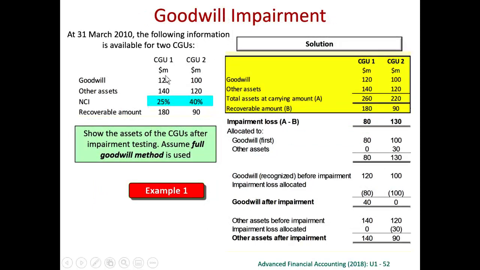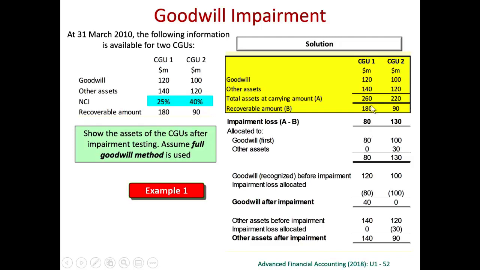In this case, if we are using the full goodwill method, then of course no problem. We compare the recoverable amount 180 with the carrying amount, right? So therefore, if the carrying amount is higher than the recoverable amount, there will be an impairment. Whenever there's an impairment, we will allocate to goodwill first, right? Then we will allocate to other assets on a pro rata basis, because this is an impairment for a cash generating unit, so it must be allocated to goodwill first.